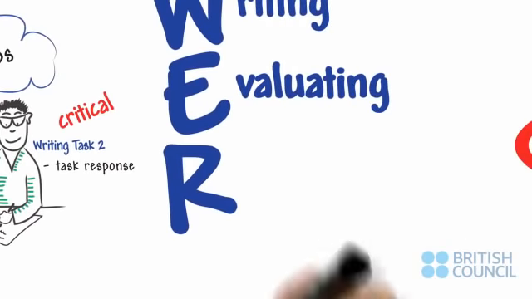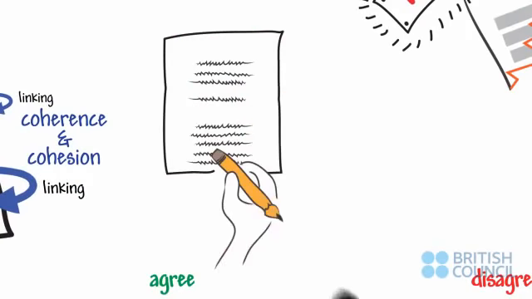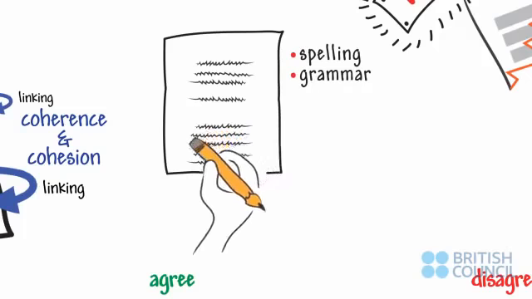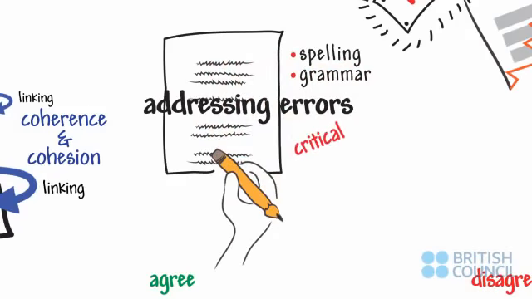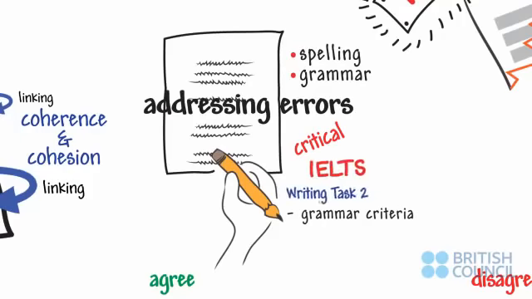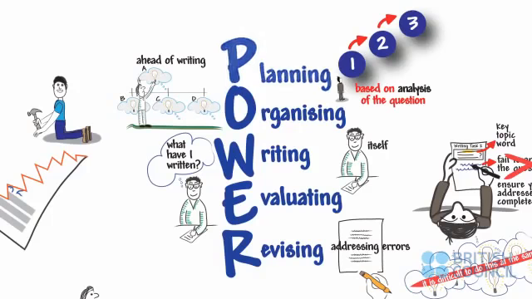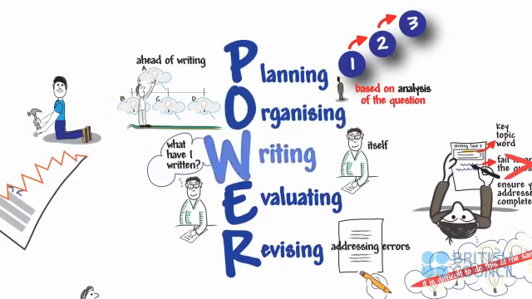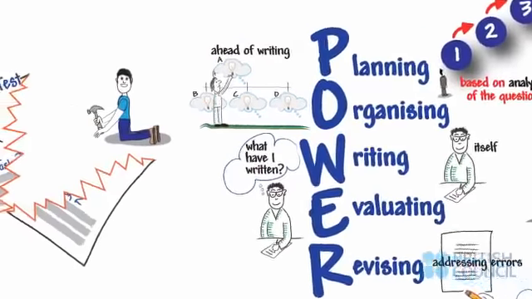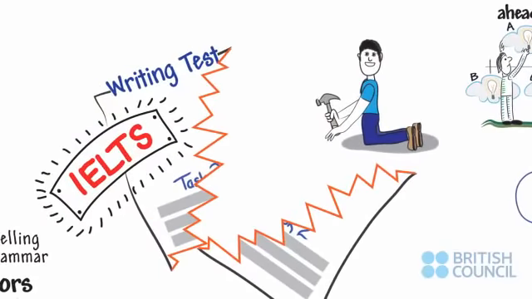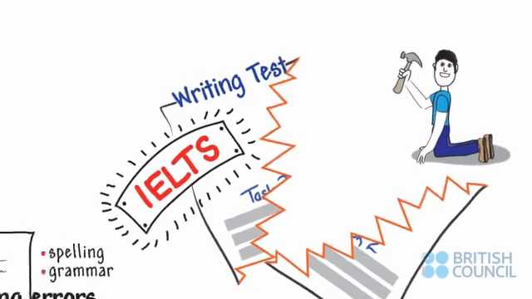Finally, you are ready to edit and revise the essay. Look through your writing for possible spelling and grammar errors you might have made. We all make these. Doing this is critical to the grammar criteria of IELTS writing. This should then be the 5 stages of writing: planning, organizing, writing, evaluating, revising, and refining. If you follow the 5 stages for power writing, you will have a better chance of cracking the IELTS Task 2 writing.